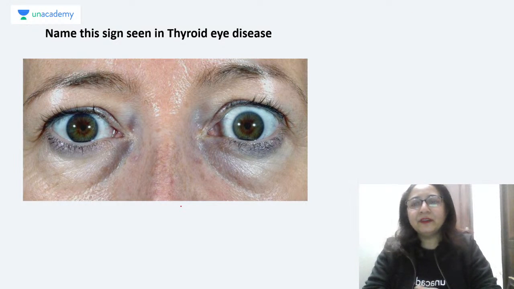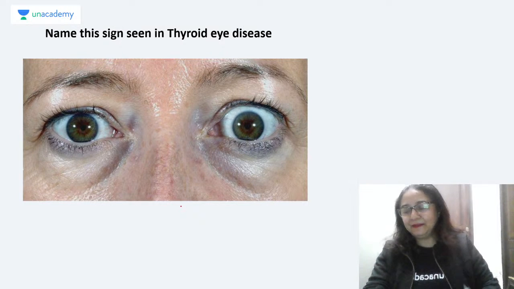So this is the spot diagnosis for you people. So name this sign which is seen in thyroid eye disease. This is a thyroid patient. So name this sign which is seen in thyroid eye disease.